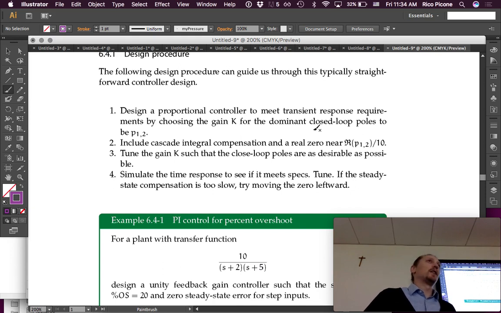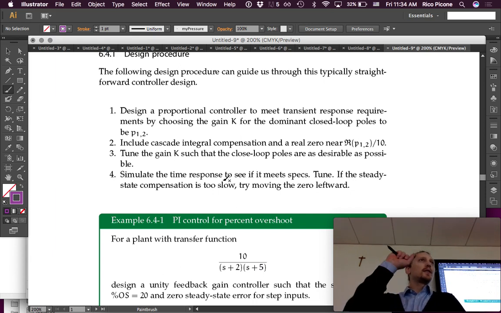Or you can just say, screw it, I'm just going to place my 0 at negative 0.5. That is totally legit. So, step 3, tune the gain, K, such that the closed loop poles are as desirable as possible. You have to retune the gain afterwards, because you are going to affect that root locus a little bit, so you have to retune. And then step 4, simulate the time response to see if it meets the specifications, and tune if necessary.